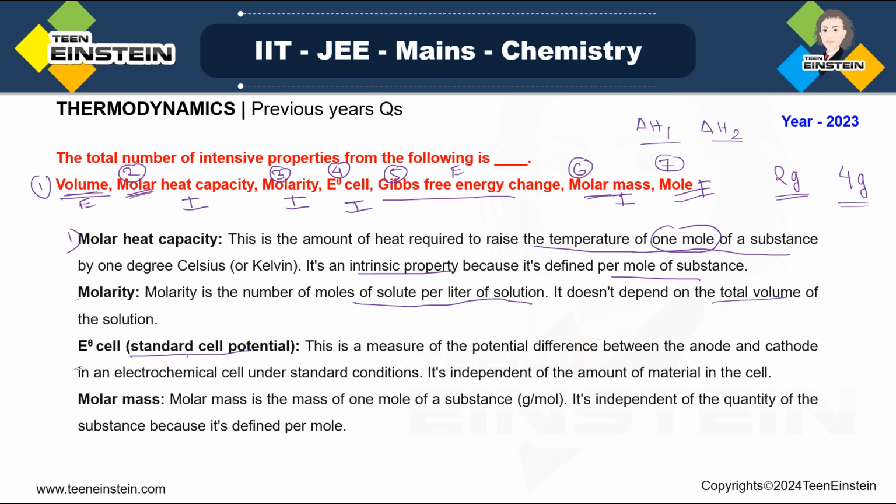E naught cell is the standard cell potential, a measure of the potential difference between anode and cathode in an electrochemical cell under standard conditions. Here the concentration is fixed at 1 molarity, and that is why it is independent of the amount of the material in the cell. Then we have molar mass. Molar mass is the mass of 1 mole, and the unit is gram per mole, because it is the amount for 1 mole only. So it is fixed, and that is why it is independent of the quantity of the substance because of its defined nature. So these four will be the total number of intensive properties. So it will be 4.